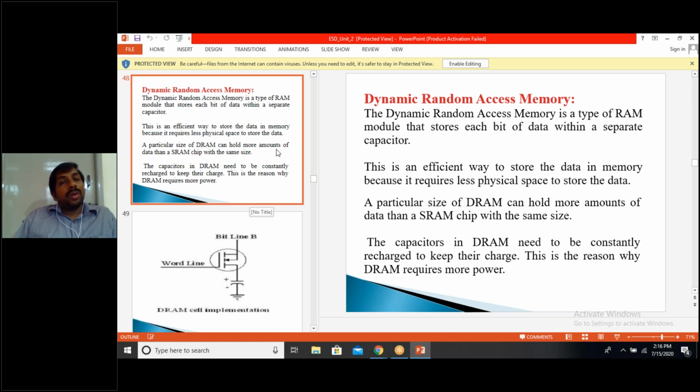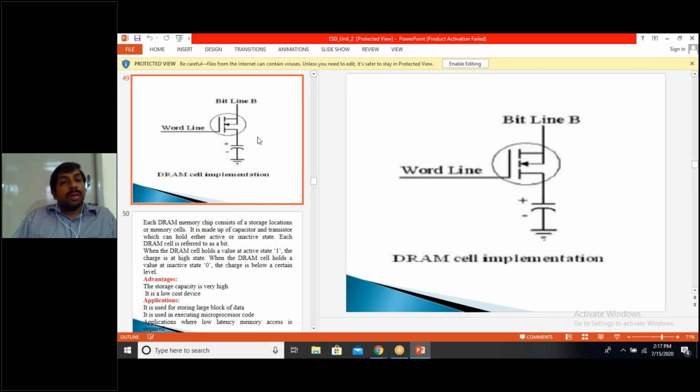And compared to your SRAMs, these DRAMs are occupying less area. They hold more amounts of data, but require to be constantly recharged to keep the charge. So that's why this DRAM requires more power. You have to refresh periodically. So this is the DRAM cell 1-bit implementation.